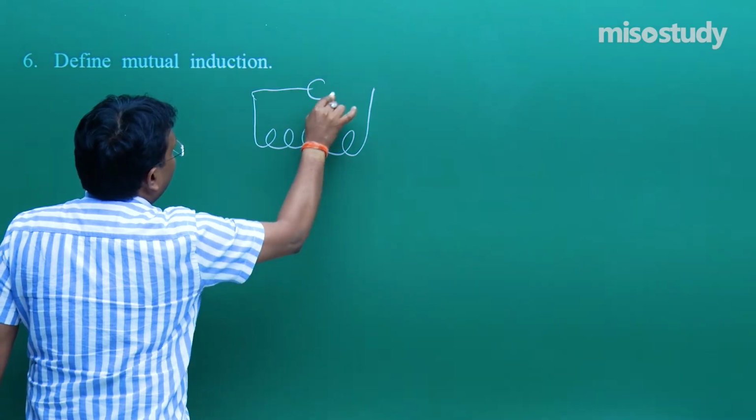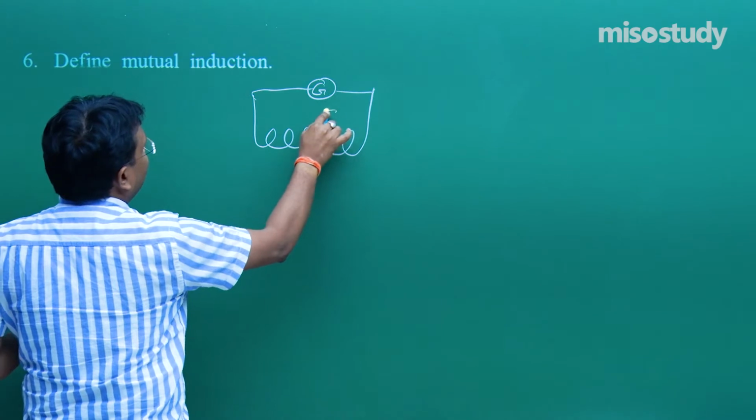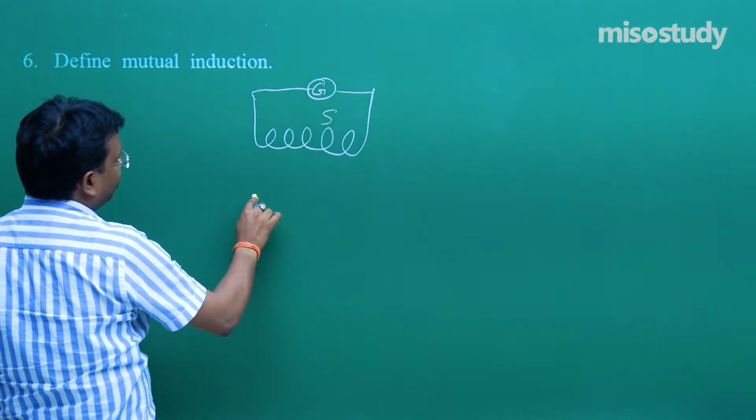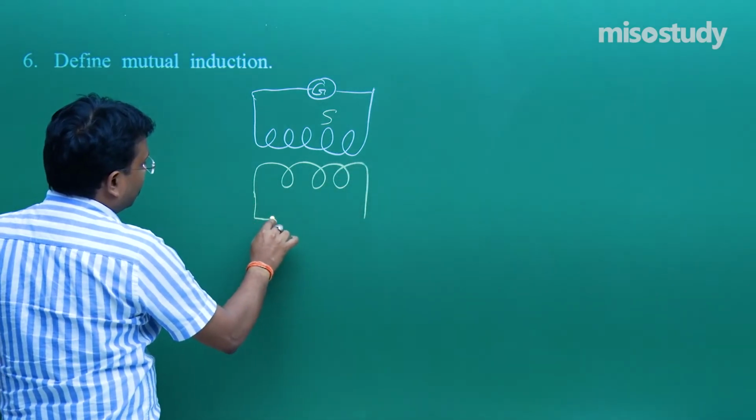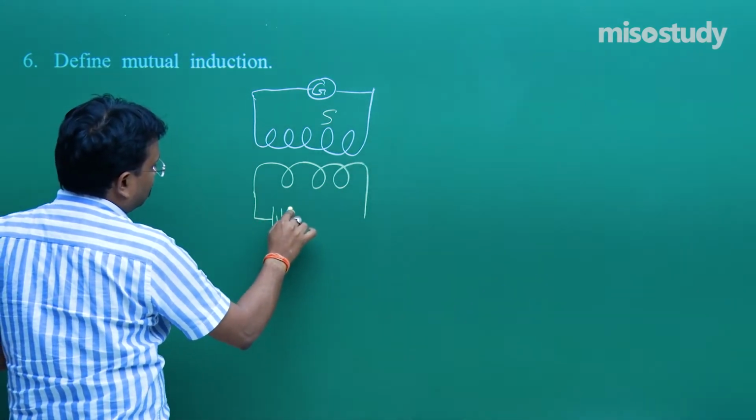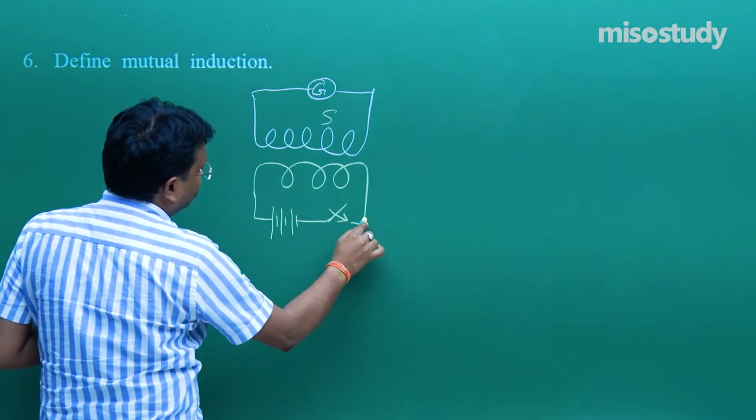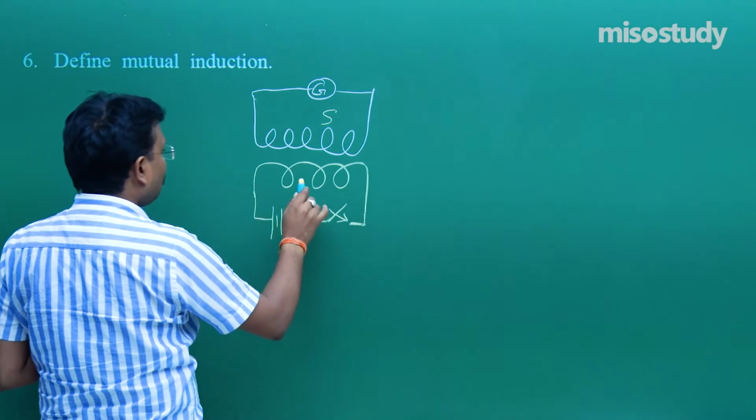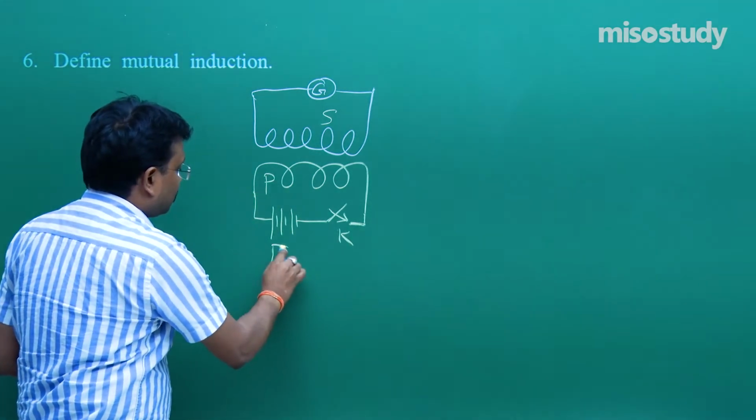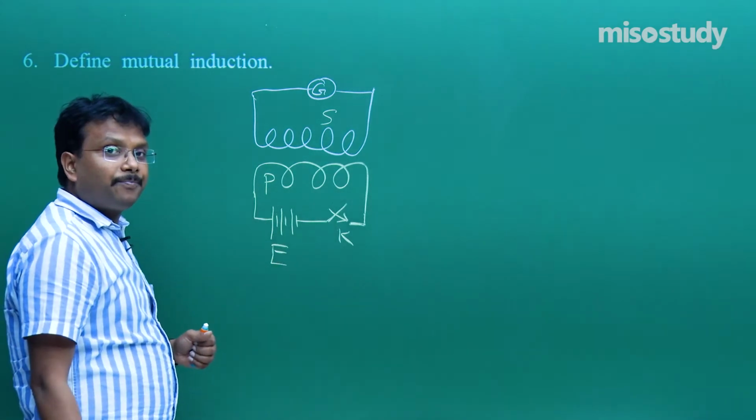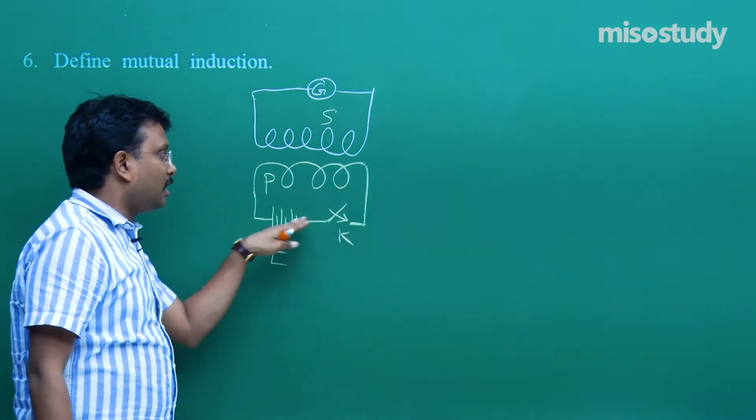First coil, and you have to connect a galvanometer over here, that is known as coil S, the secondary coil, and then you have another coil here, and then a key is connected. Fine. So this is the primary coil, with key K and E. Create this diagram and explain this mutual inductance.